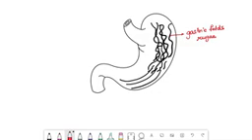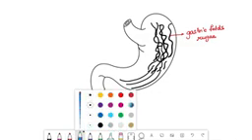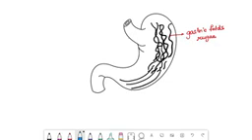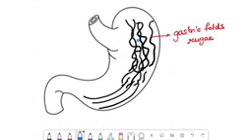Now, amidst the gastric rugae, if you focus very closely, you will see certain small openings in the gastric rugae. In between the rugae, there are small openings or depressions in the mucosa. These depressions are the openings of the gastric glands, and they are known as gastric pits. These gastric pits are the openings of the gastric glands.